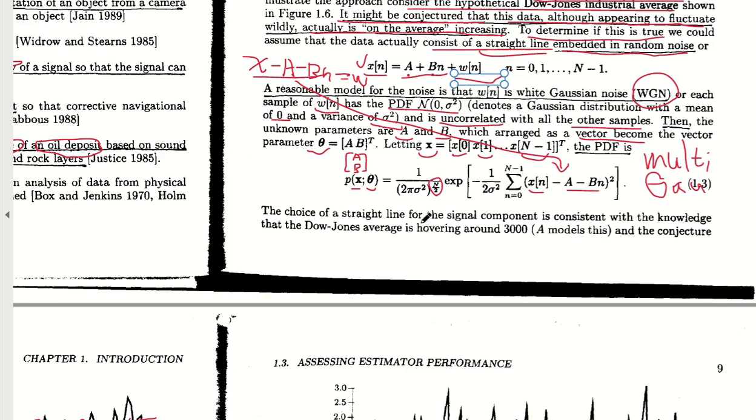The choice of a straight line or a signal component is consistent with the knowledge that Dow Jones is hovering around 3,000.